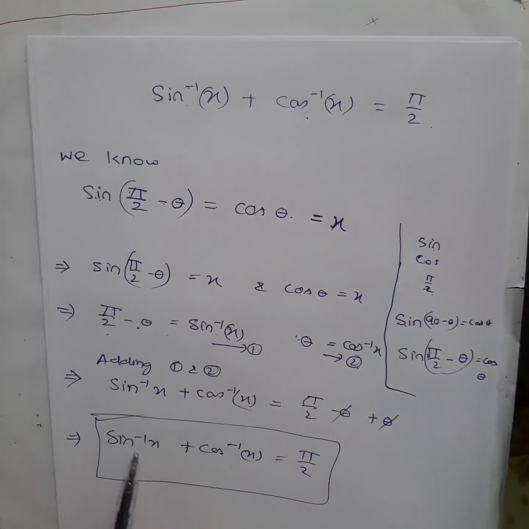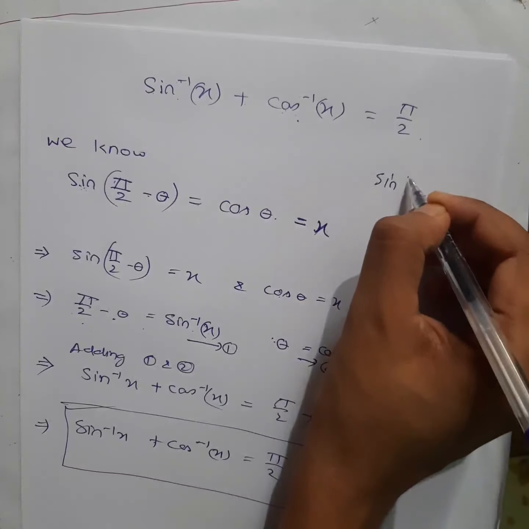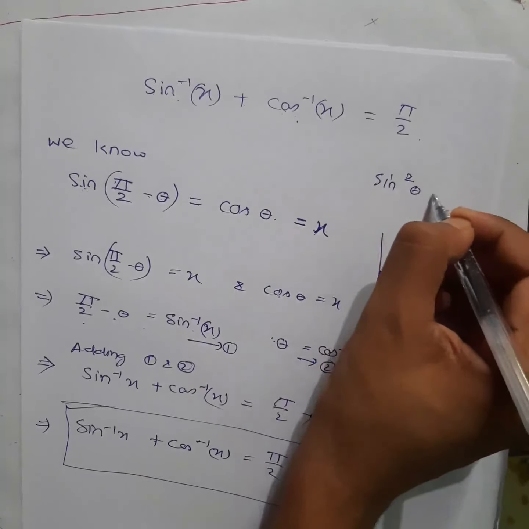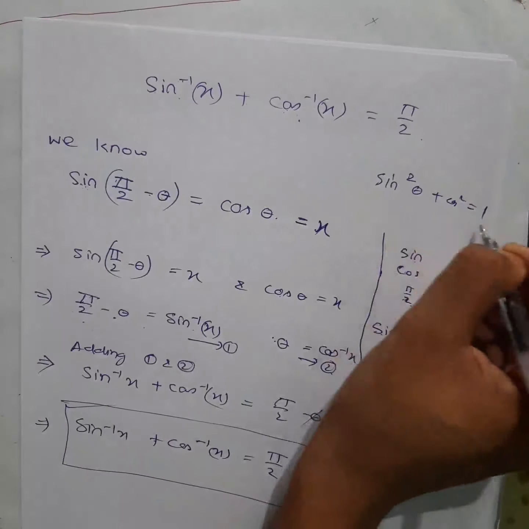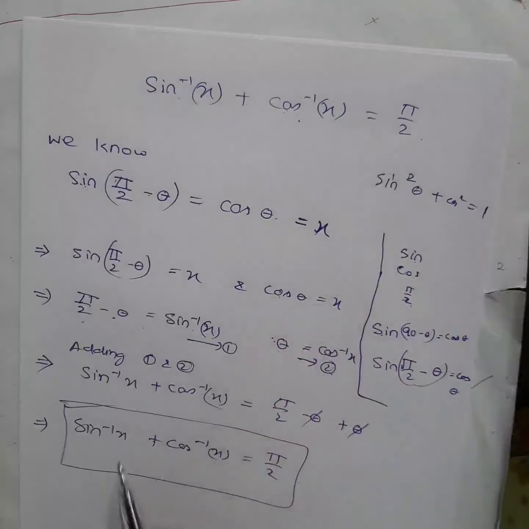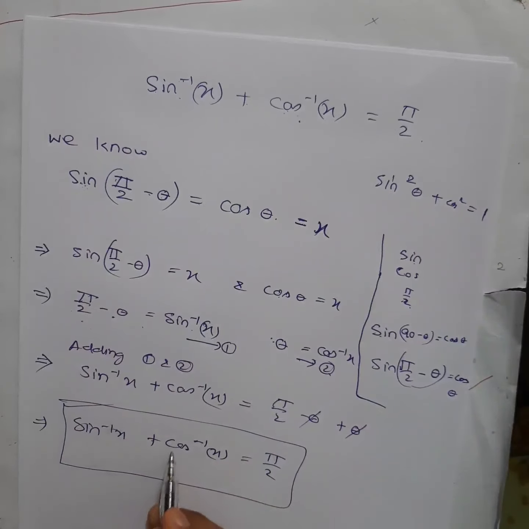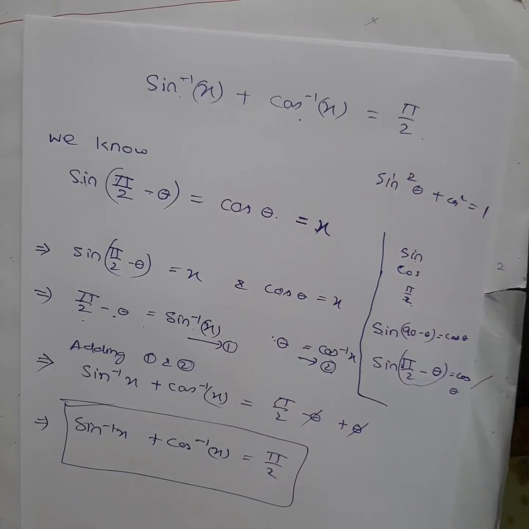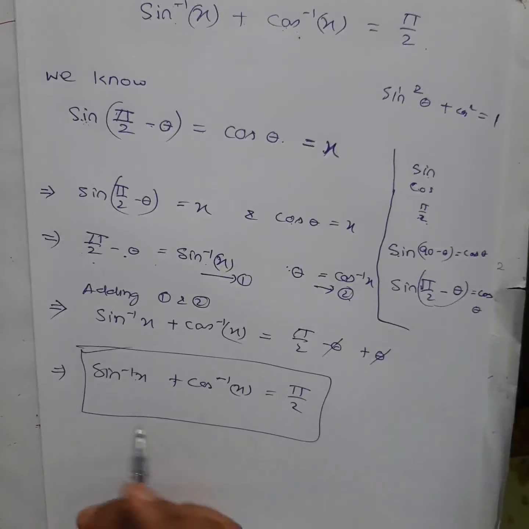Sine inverse, don't get confused, this is not square. Some students used to remember it like this. In your normal trigonometry, sine square theta plus cos square theta is equal to 1, right? They used to think this one also is sine inverse square plus cos inverse square equal to pi by 2. Not like that. This is sine inverse x, no square, plus cos inverse x equal to pi by 2.